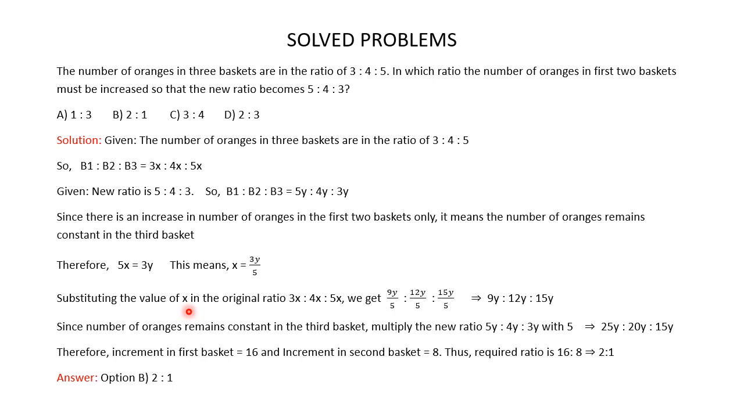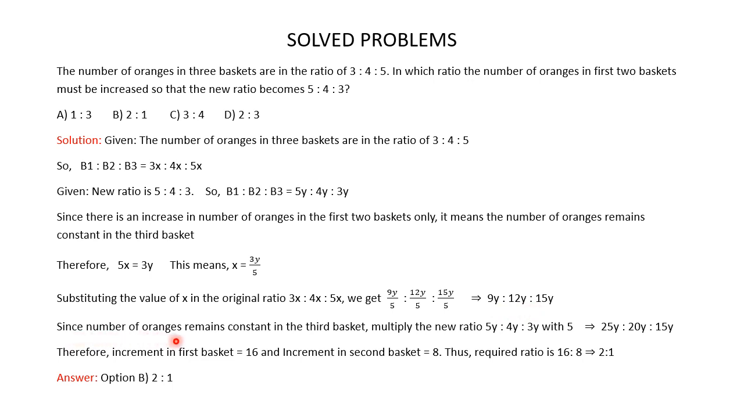Now substitute the value of x in the original ratio, 3x is to 4x is to 5x. So 3 multiplied by 3y by 5 is 9y by 5. 4 multiplied by 3y by 5 is 12y by 5. 5 multiplied by 3y by 5 is 15y by 5. Since the three denominators are the same, you can cancel them out and you're left with the ratio 9y is to 12y is to 15y.